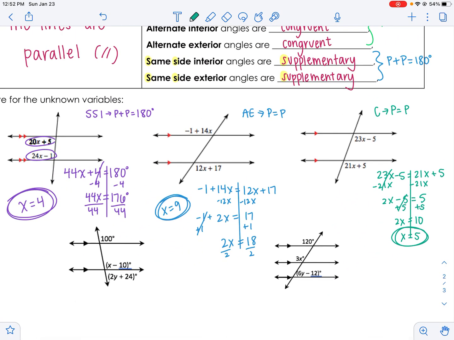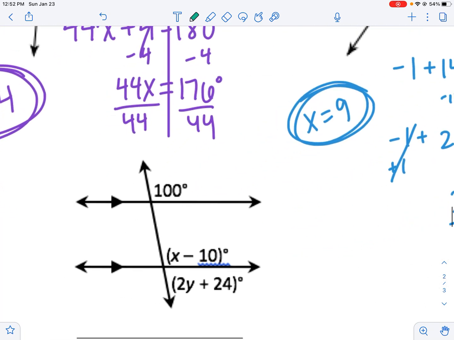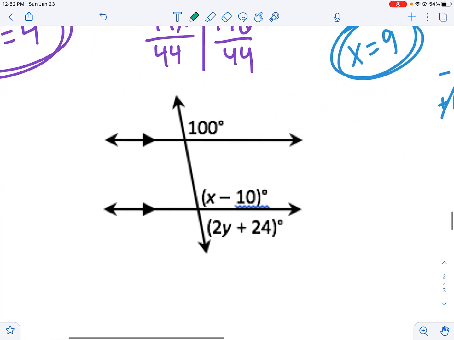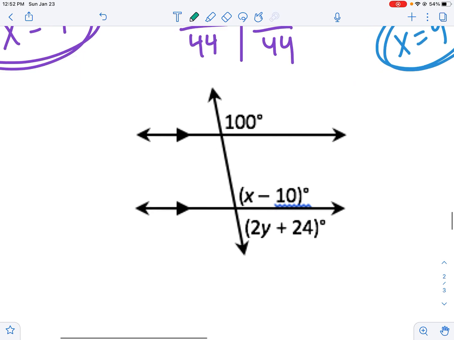And that's it. So the hard part of these is figuring out what type of angle you have and then using that to go through and solve. So if I take a look at this one now, I have an x and a y. It's okay. I know that this is 100. I'm going to use that.